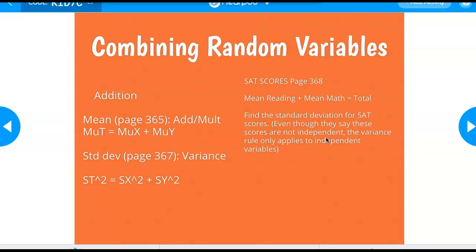So if you score 500 on math and you score 500 on English or reading, then your score is going to be 1,000. But if these are the average scores for two different groups, then we could just add those two means together. So 519 plus 507 is 1,026. Again, page 368.